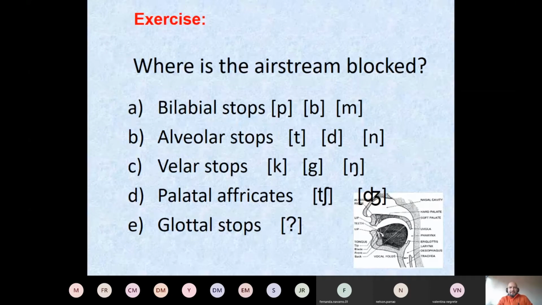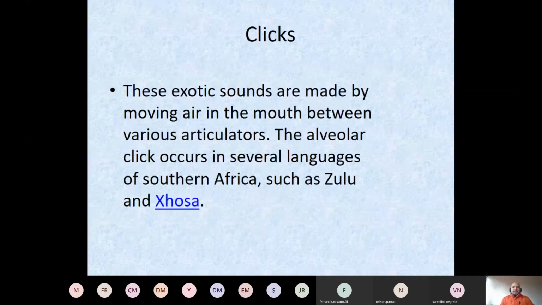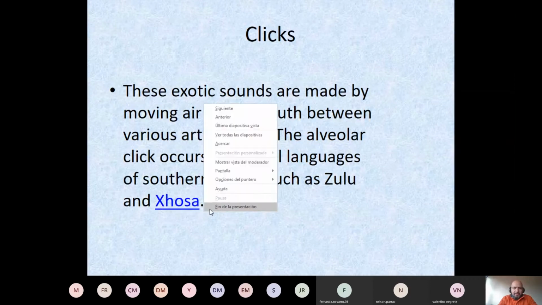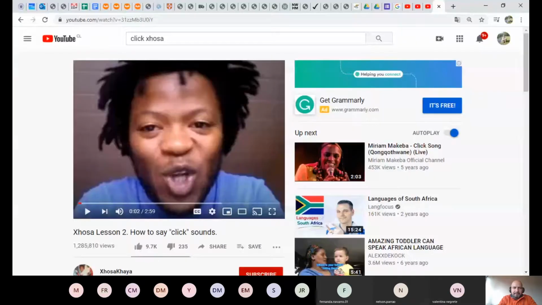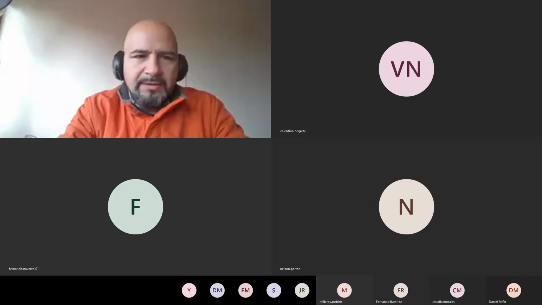and there are clicks. And I'm going to give you an example that I found in a video about this language that has clicks. Here we go. I'm going to start sharing, but this time including sound.